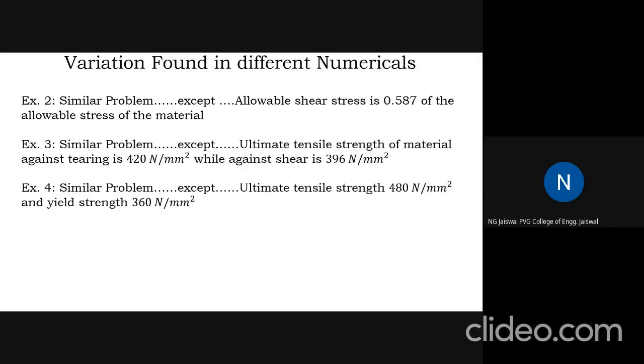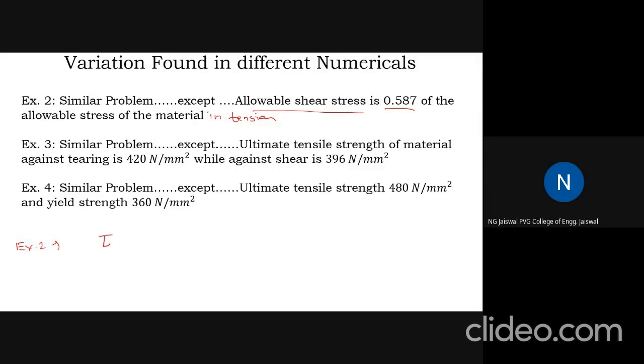Example number 2, a similar problem, similar to the earlier problem, except that allowable shear stress is given as 0.587 of the allowable stress of the material. So what does this mean? I write here, example 2. Allowable shear stress is 0.587 of the allowable stress of the material. Actually, something is missing here. Allowable stress in material in tension. Very precisely, I should write in tension.